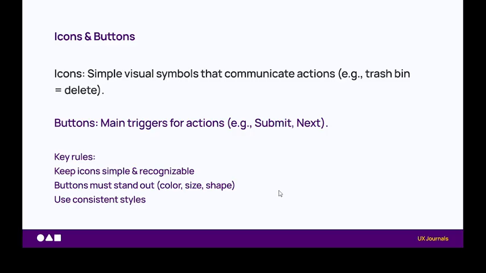For instance, if I write trash, a layman may find it very hard to understand, but then if I have a bin closer to the trash, I understand that this is actually trash, so you can dump your rubbish in it. Icons just give a deeper meaning to text. Then we learn buttons. Buttons are main triggers for actions.